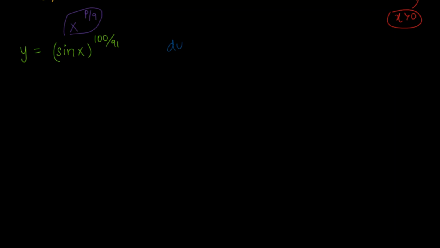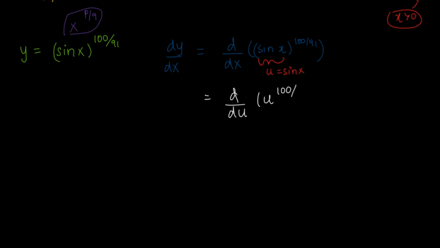So dy over dx is equal to d over dx of the sine of x to the power 100 over 91. Now, we have to replace sine of x by something just to apply the chain rule. So let's say that u is equal to sine of x. So this you can now write as d over du of u to the power of 100 over 91, multiplied by the derivative of u with respect to x.